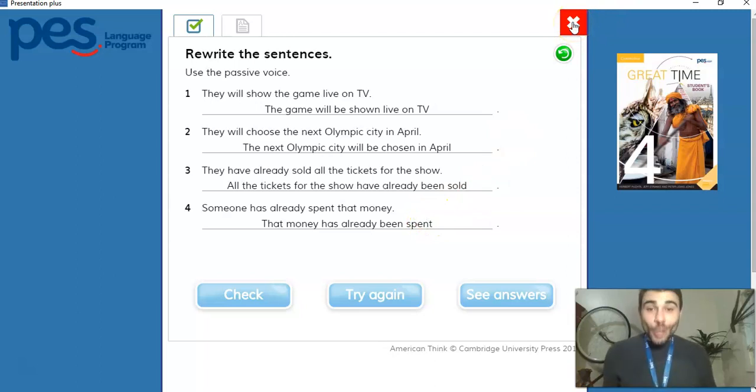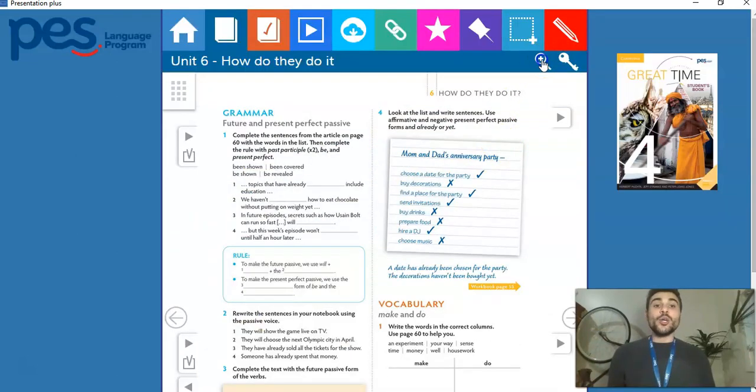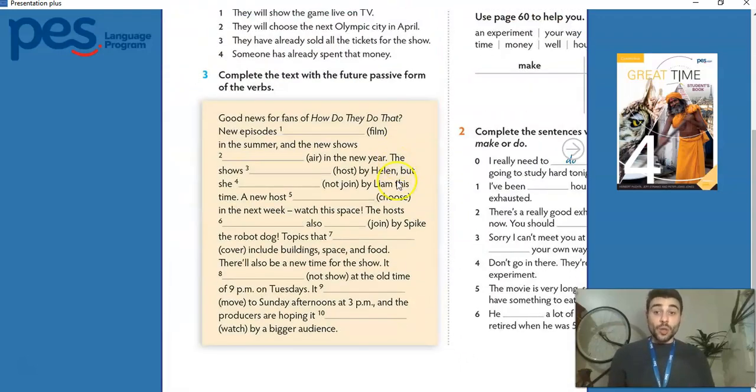Good? So, moving on, okay, let's practice even more. This is not that easy, right? I know that. That's why we have some more practice to do. So, here in exercise 3, you are going to complete the text with the future passive form of the verbs. Here, guys, very, very important. Just the future passive. You are not going to use the present passive, not the past passive, not the present perfect. Just the future passive.